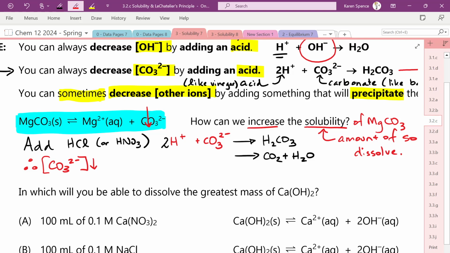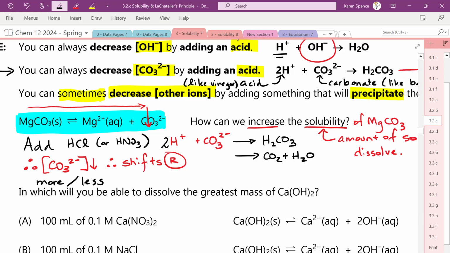The equilibrium will shift right, because we want to replace the CO3 that was lost. And if we shift right, do we have more solid dissolved or less solid dissolved? More solid dissolved. Because if we're going to the right, we're dissolving more, okay? More solid dissolves. Therefore, what has happened to the solubility? Solubility has increased.